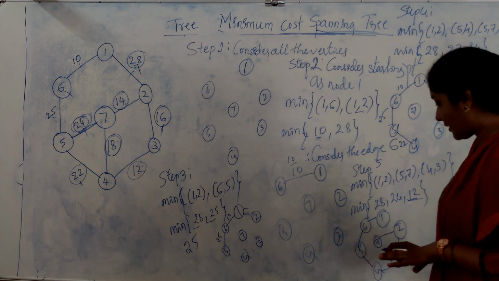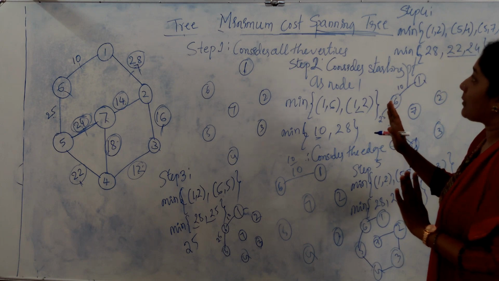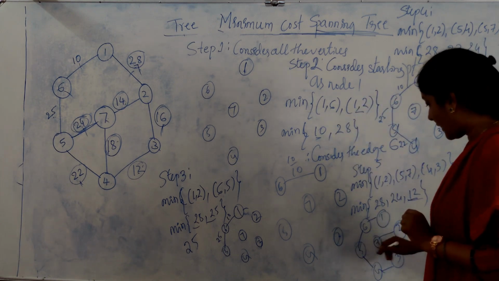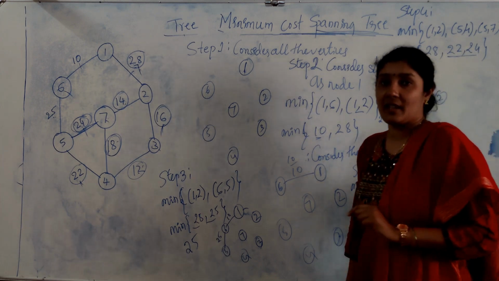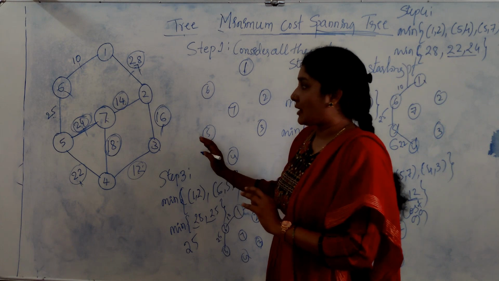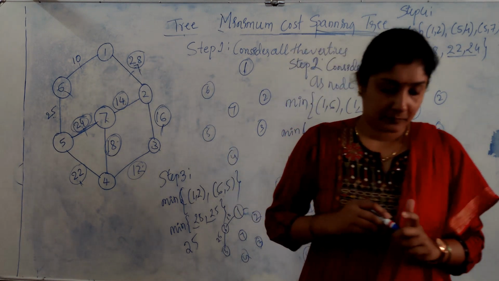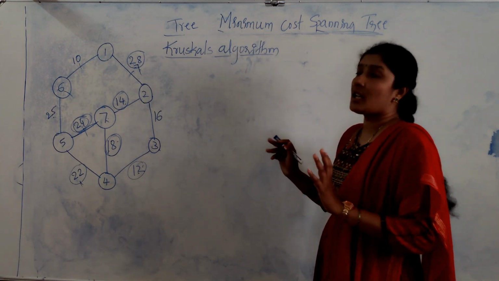Okay. So this is how we are going to get the minimum cost spanning tree using the Prim's algorithm. So again the cost will be as usual 99. Okay. So it is very simple, but the thing is you have to follow the steps properly. Okay. Now the next algorithm, that is Kruskal's algorithm.